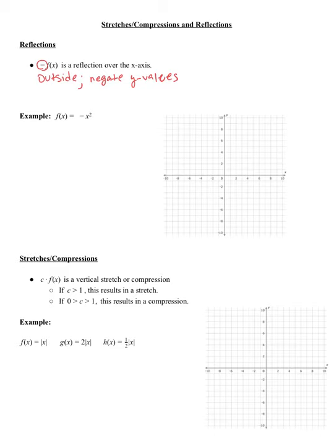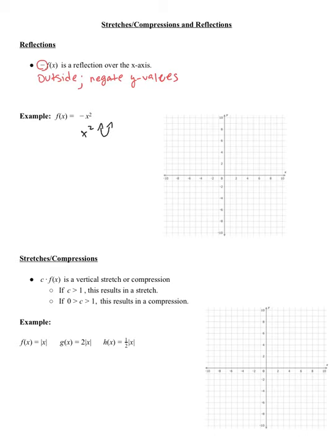Now, why does this go over the x-axis? Well, we're going to find that out as soon as we do the example here. So the first thing we need to do is identify our parent function. That's easy to tell that it is an x squared function. So it should look something like this.